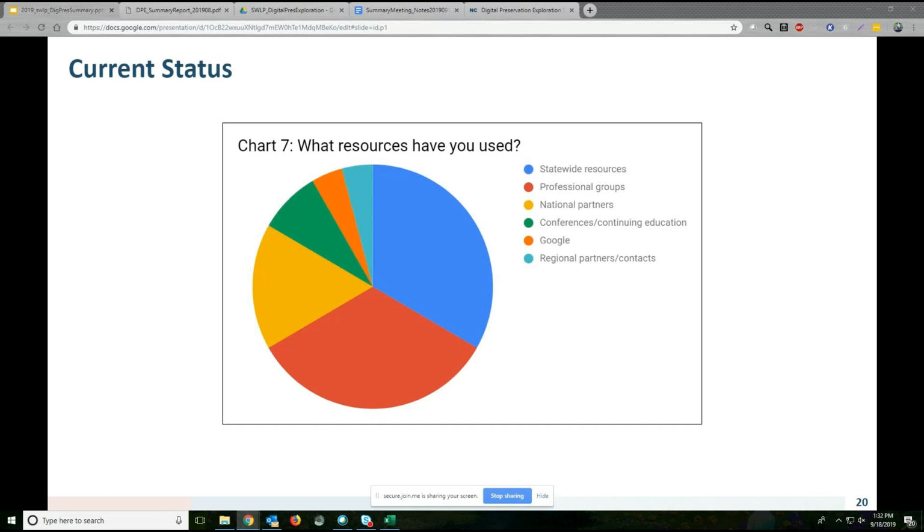Professional groups also were talked about regularly, whether they were national or North Carolina specific. And those were talked about as places where people could at least get an understanding of different standards or different tools to use. And then the idea that conferences, continuing education, regional partners and contacts, those different pieces can come together and help you build your digital preservation program. And then Google was also mentioned as a sharing and collaboration resource that was very helpful to people across the board.